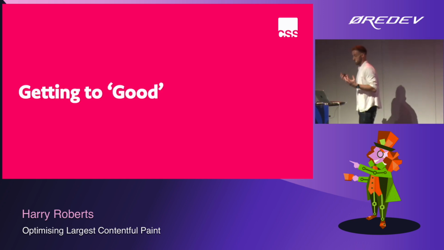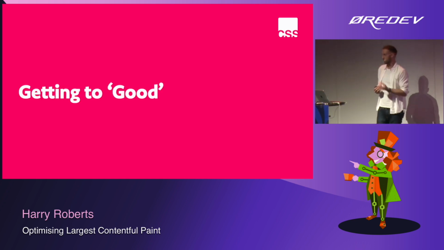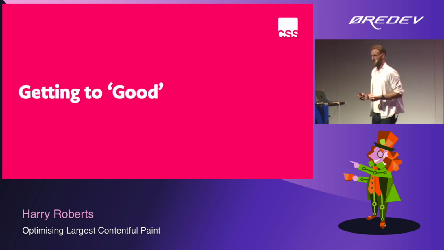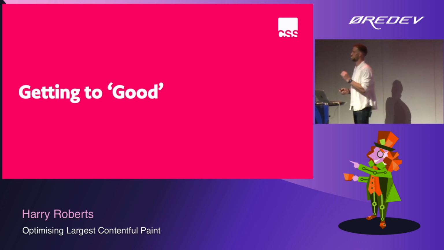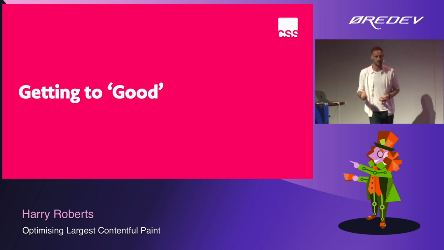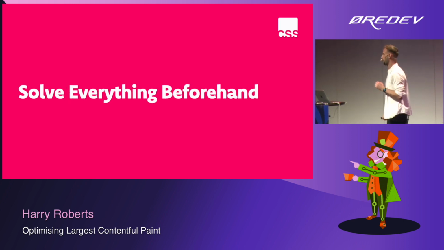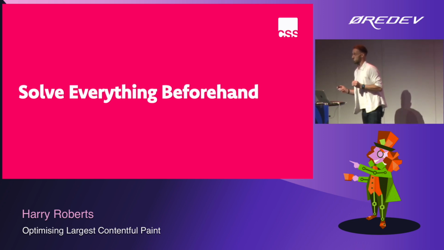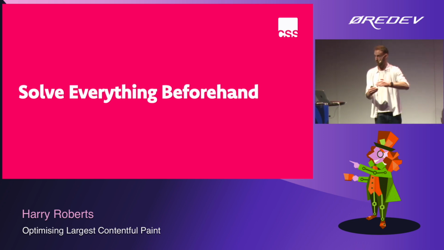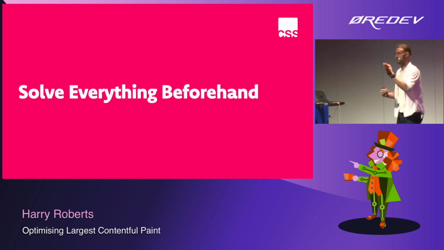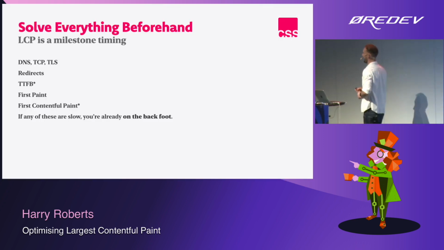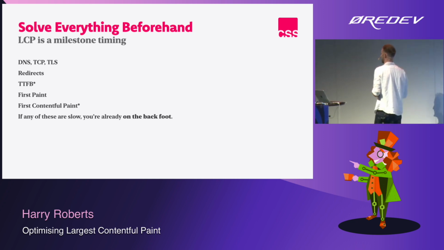So how do we get to good? How do we get to this mythical 2.5 seconds? Well, the whole point of this talk is to get us to that point. And the very first bit of advice I would give you, if you're striving for this 2.5 second LCP, is solve everything beforehand. LCP is what is known as a milestone metric. And in order to get to LCP, Largest Contentful Paint, we have to go through a number of other steps beforehand. Everything on this slide is a potential step that we have to go through before we can get to Largest Contentful Paint.